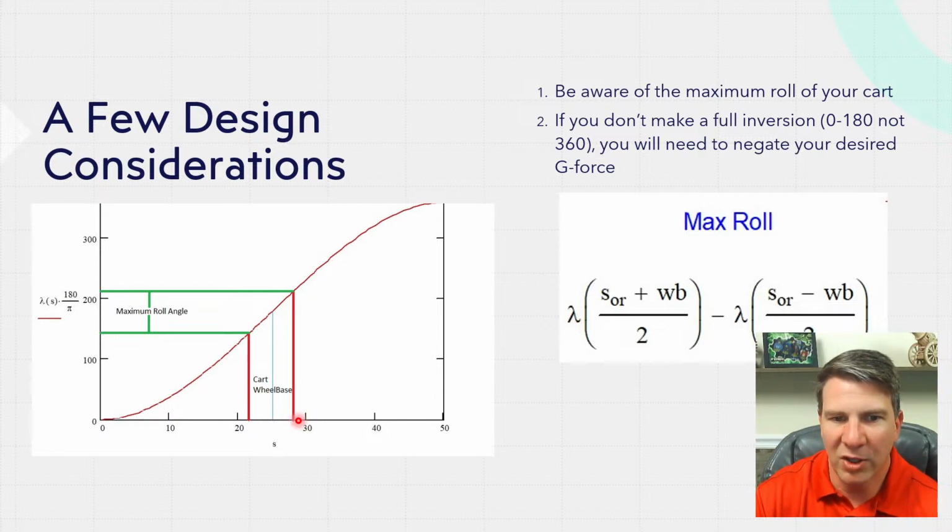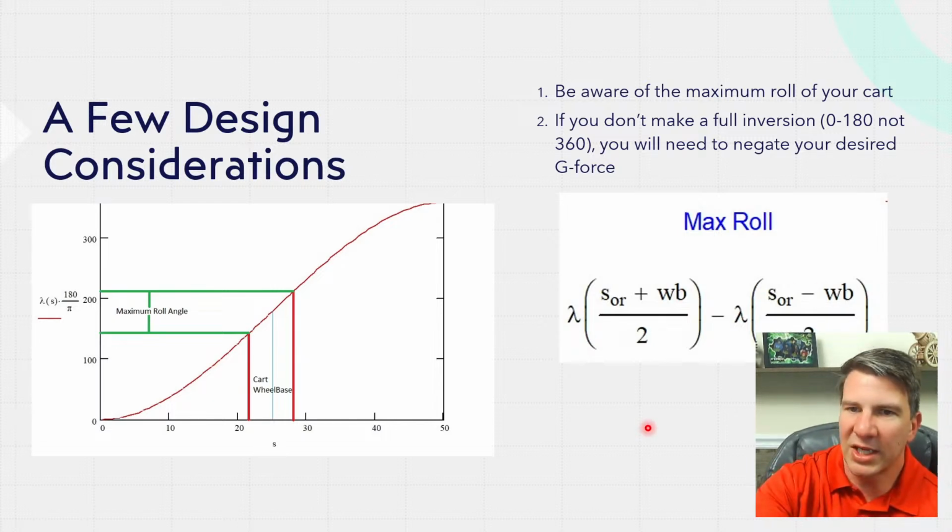But we have a cart wheelbase. So, you know, let's say it's 36 inches or so. We want to evaluate our roll angle over here based on the halfway point of our roll and the halfway point of our wheelbase. And we subtract the positive part of the wheelbase from the negative part of the wheelbase, and we figure that out.